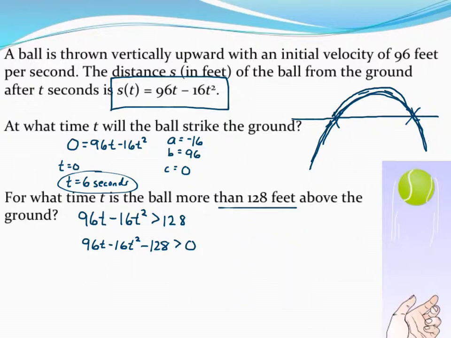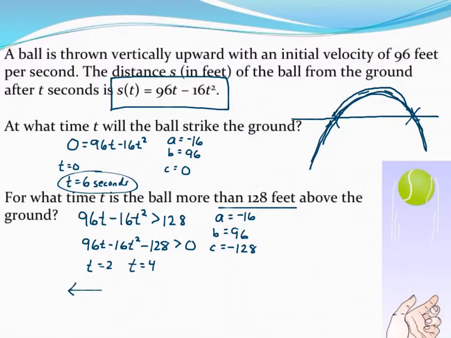If you want to rearrange it and make it in descending order, that's fine. Otherwise, just be, again, really careful if you're using the quadratic formula, which is what I'd recommend, even though this one does factor. A is negative 16, because that's the coefficient of your squared term. B is, again, 96. This time we do have a c value. It's negative 128. When you do the quadratic formula, or if you do factor this, it turns out that there's 2 times. t is equal to 2, and t is equal to 4. In other words, those are the 2 times when the ball is exactly 128 feet above the ground.